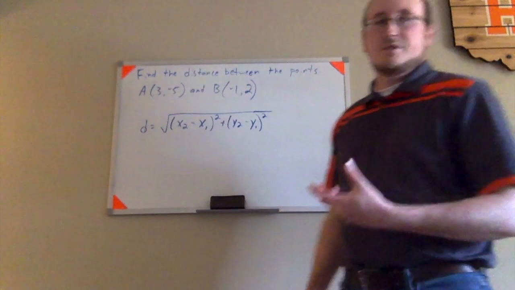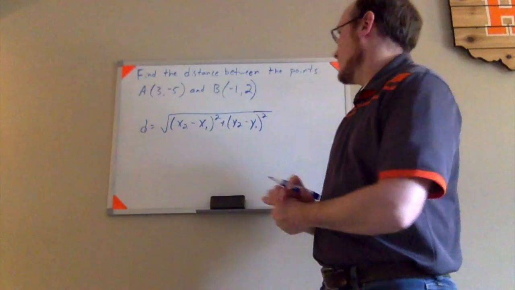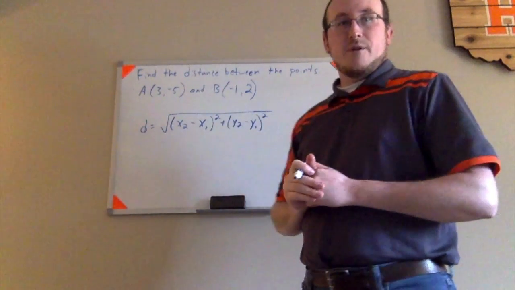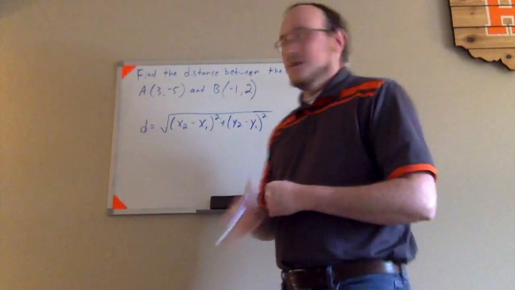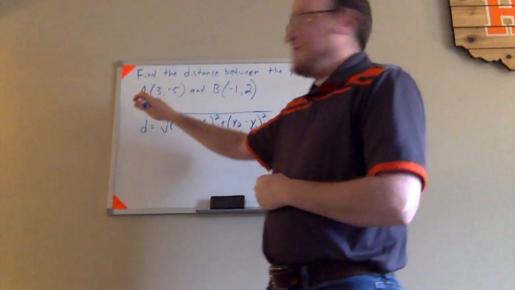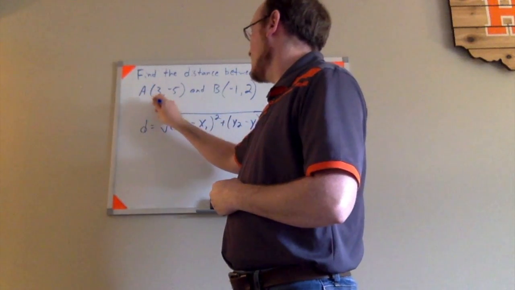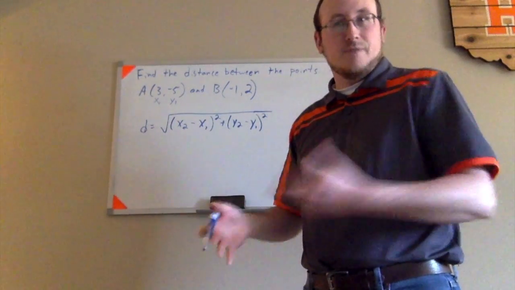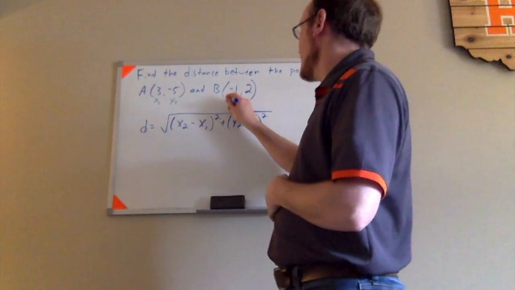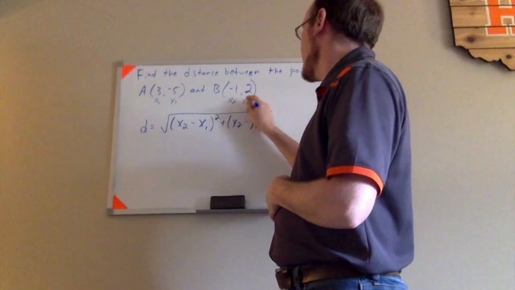Maybe you recall that from geometry. Maybe you don't. With that, we've got to just plug in our values, our x1, our x2, our y1, and our y2. So here's the first point they gave me. This is going to be x1 and y1. Again, they're just the x and y coordinates of the first point. And this is going to be my x2 and y2.